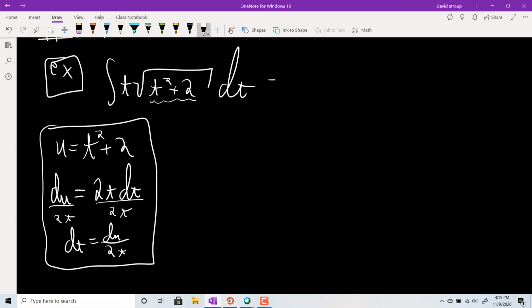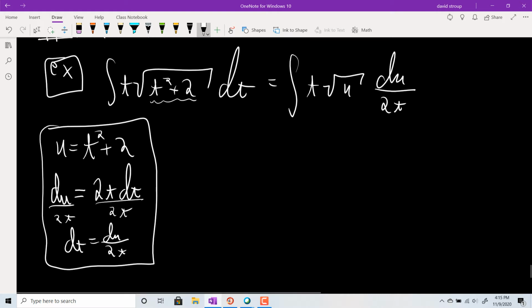Okay, so now I do the substitution. I have t times the square root of u times dt, which is now du over 2t. And you should see all the t stuff go away. If the t stuff doesn't go away, you screwed up, or you need to use a different u sub, because you won't be able to go forward. It's a gate. To open the gate, all the t material must go away. So anyways, yeah, the t's do cancel.